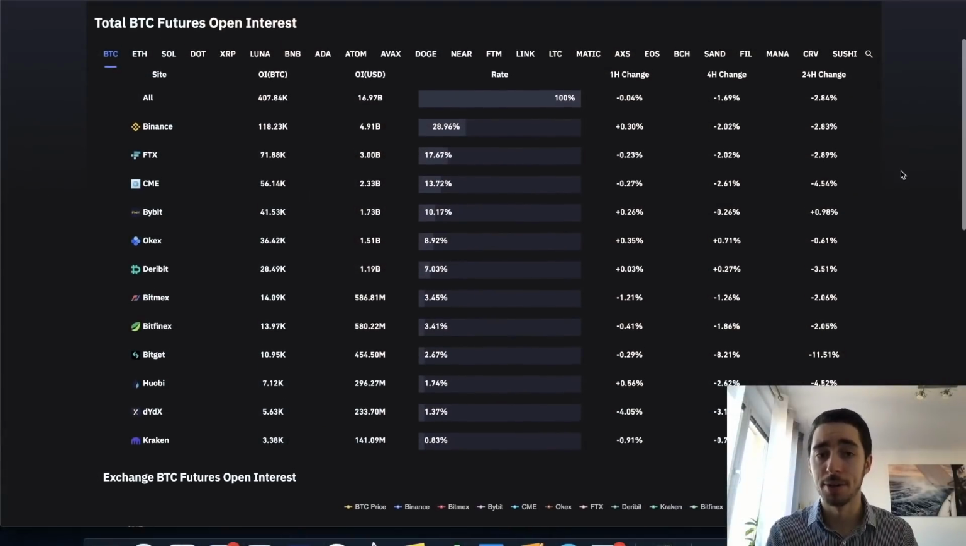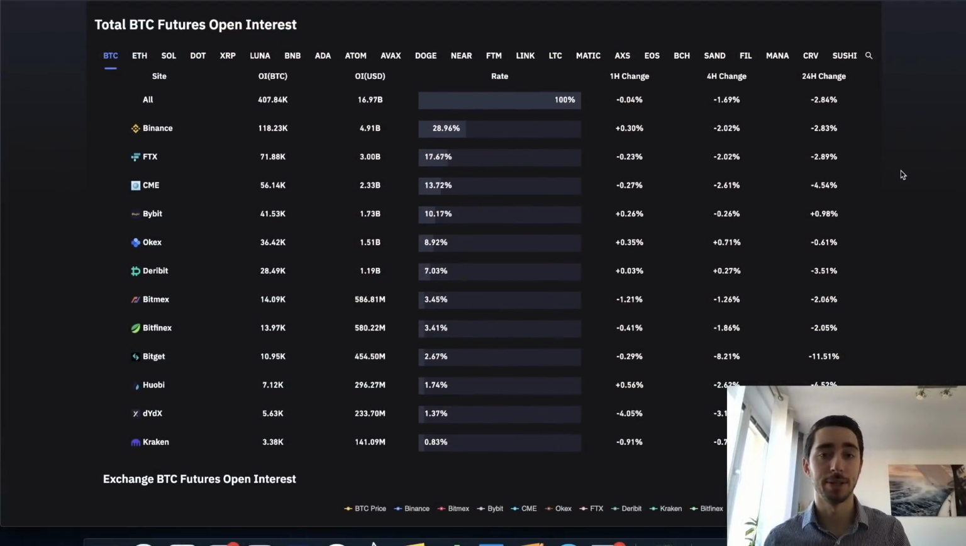On the other hand, we have derivatives markets. Derivatives markets include futures contracts, options, contracts for difference, all kinds of different fancy labels. The general thesis here, though, is this. You are not trading real Bitcoin. You may be using Bitcoin or other cryptocurrencies as a form of collateral or as an account balance, but what you are really trading is paper contracts. Paper contracts that trade on top of the spot market, right?